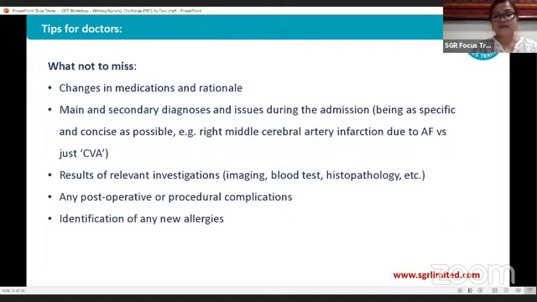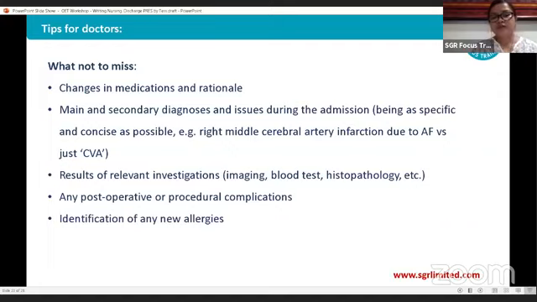Also, the main and secondary diagnosis and any issues that may have arisen during the admission, we need to include as well. Again, we need to be as specific and as concise as possible. For example, a right middle cerebral artery infarction due to AF, versus just writing CVA.